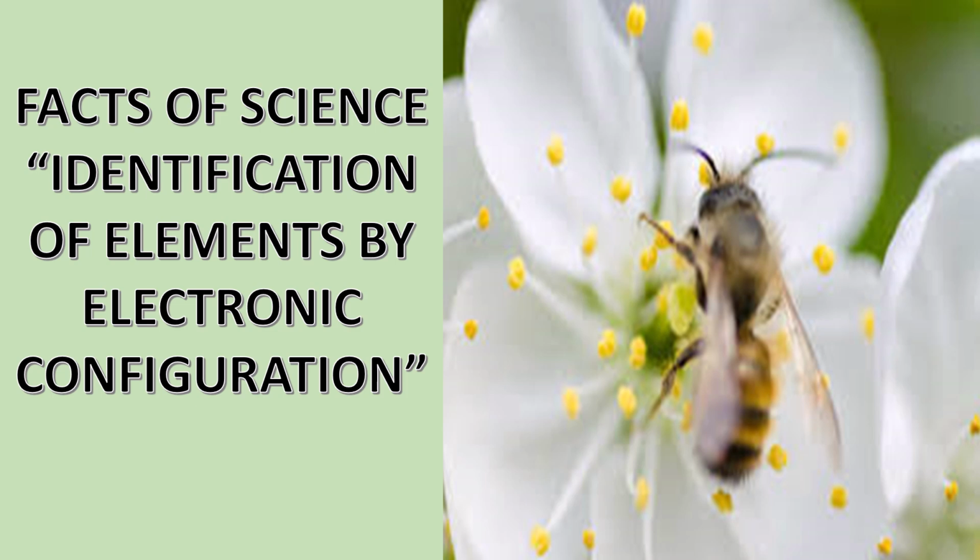Friends, in this video, I will tell you how to identify elements by electronic configuration. What are atoms? Atom is the smallest entity consisting of three subatomic particles. One is electron, second is proton, third is neutron. Neutron is neutral in nature, proton is positive in nature, electron is negative in nature. Proton and neutron are in the middle, forms the nucleus, and electron revolves around the nucleus.